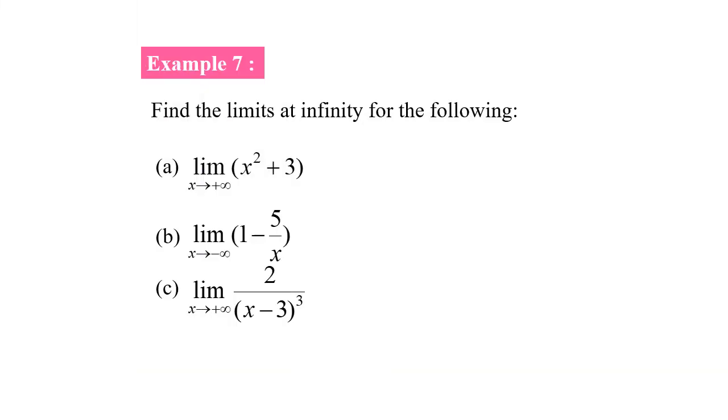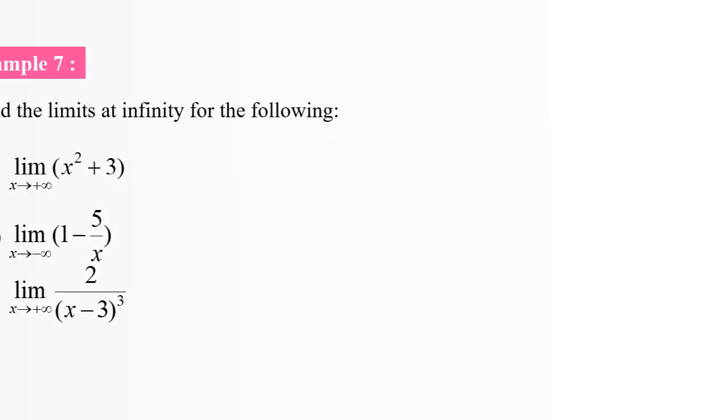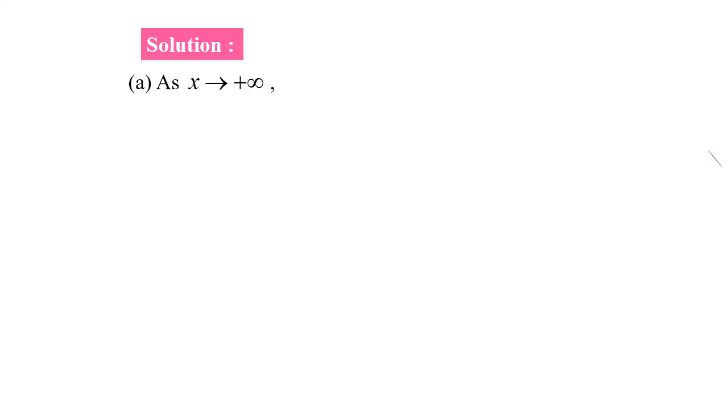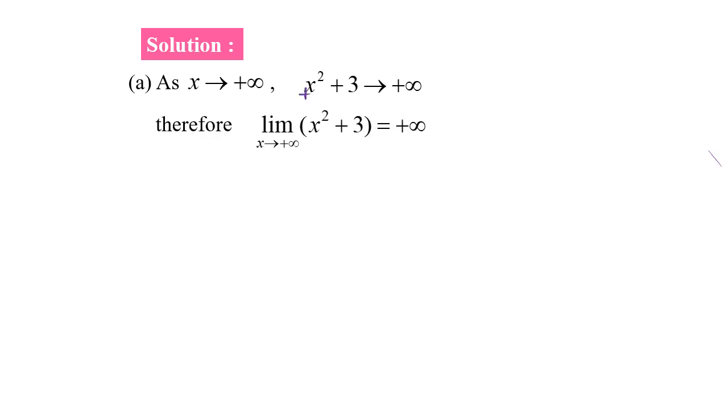So let us find the limits at infinity for the following three functions. For example, A: the limit of x squared plus 3 as x approaches positive infinity. What you need to do is just replace the value of x with positive infinity. So as x approaches positive infinity, we substitute x equal to positive infinity squared. Infinity squared will be a really big number. Adding 3 doesn't matter because it doesn't change anything. It's still a big number. That's why the answer is positive infinity.